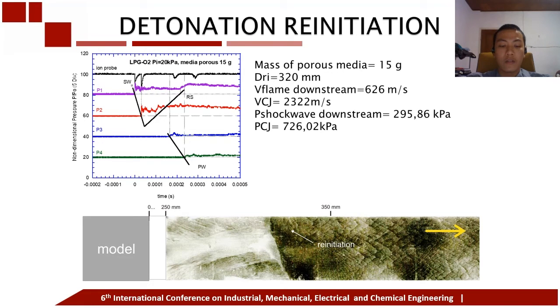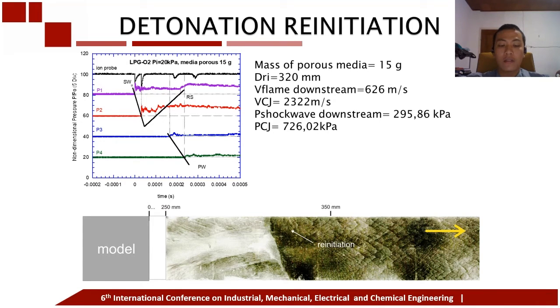GG velocity and pressure 2322 meter per second and 726.02 kPa. The track record inserted in downstream area is shown in the figure.